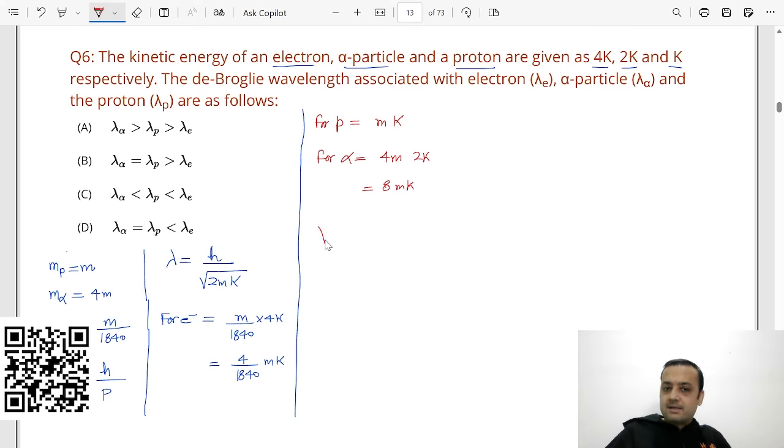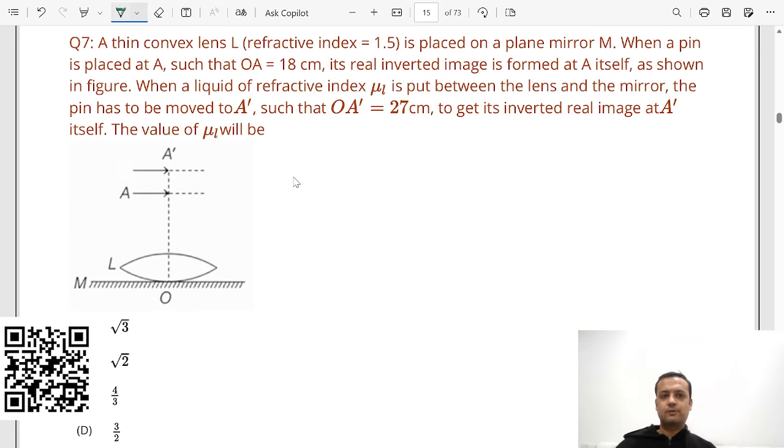And we know that lambda is inversely proportional to under root of mass into kinetic energy. So the smallest value of the product of mass into kinetic energy is for the electron, which means lambda of electron will in fact be the largest. Then we will have proton, and then we will have alpha particle. So lambda electron will be largest, then lambda proton, and then alpha particle. So option C will be the correct answer for this question. Let us have a look at this question.